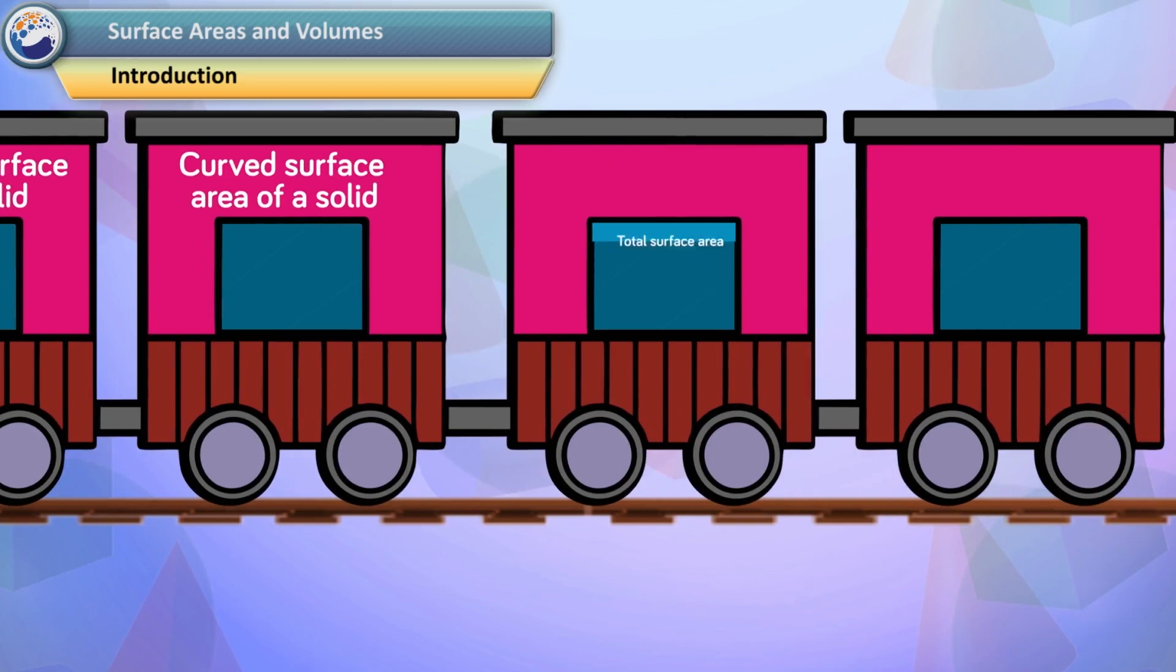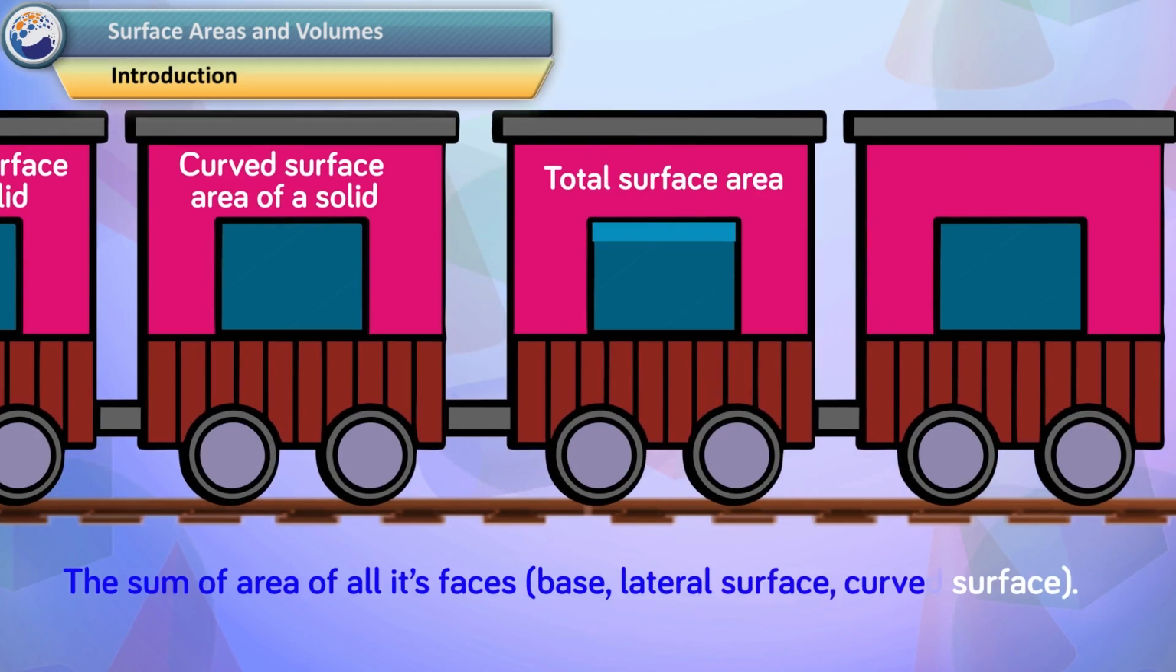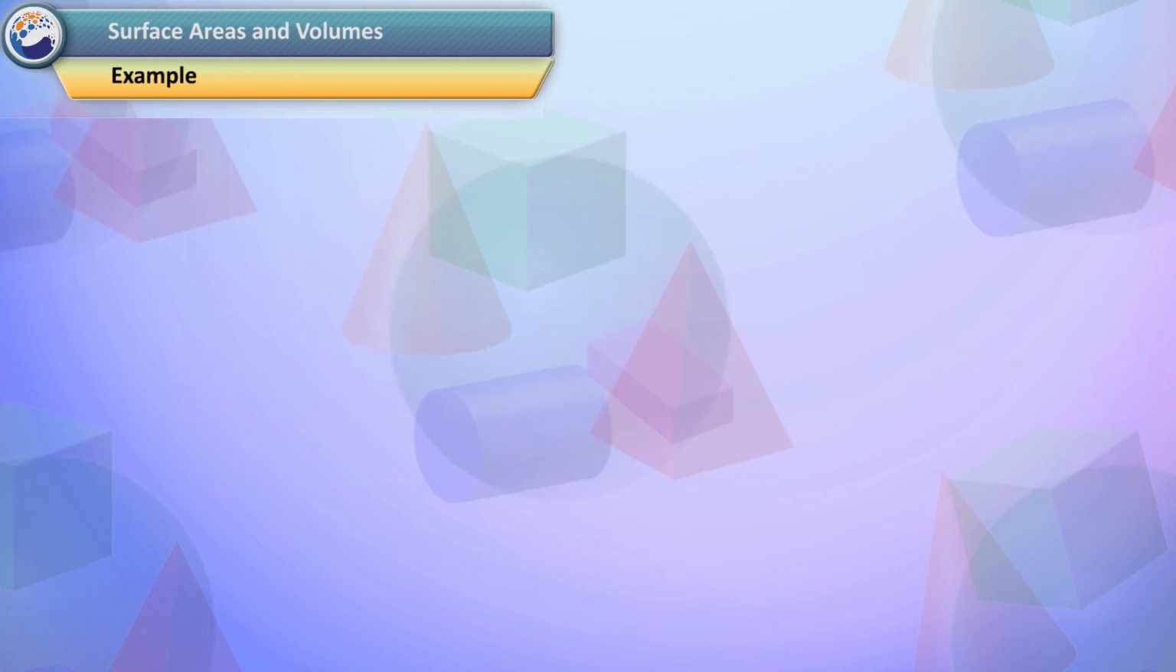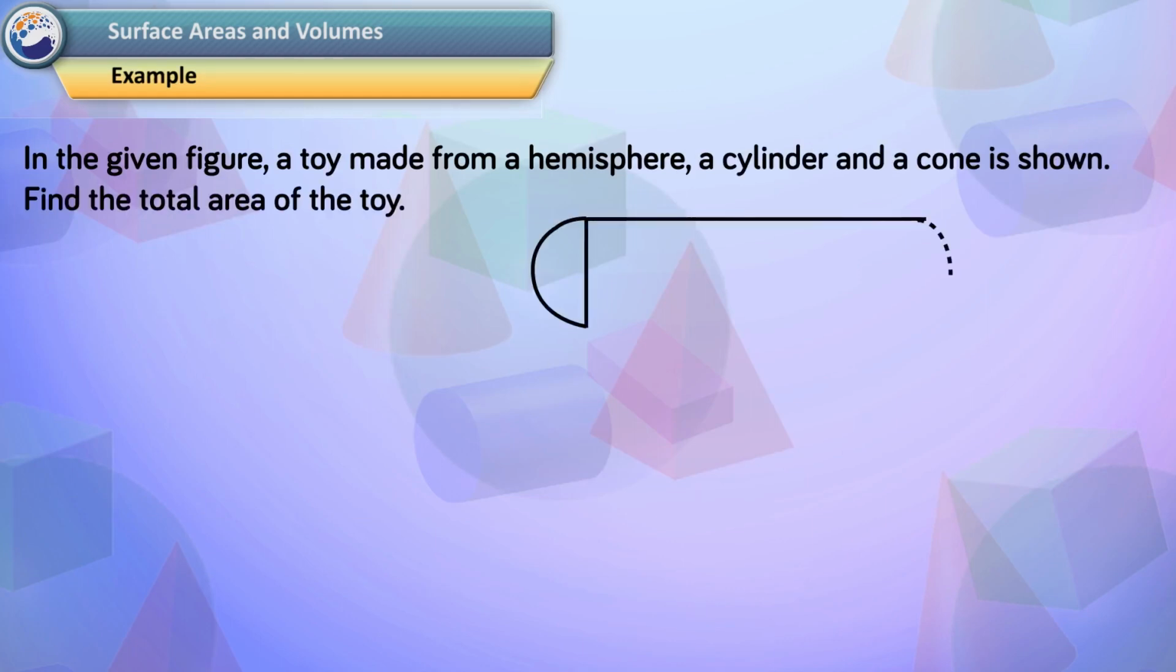Total surface area. Total surface area is the sum of the areas of all its faces, like base, lateral surface, and curved surface. Example: in the given figure, a toy made from a hemisphere, a cylinder and a cone is shown. Find the total area of the toy.